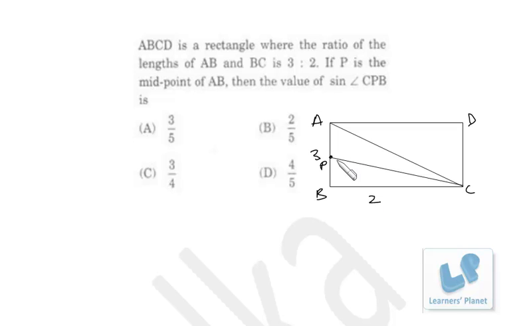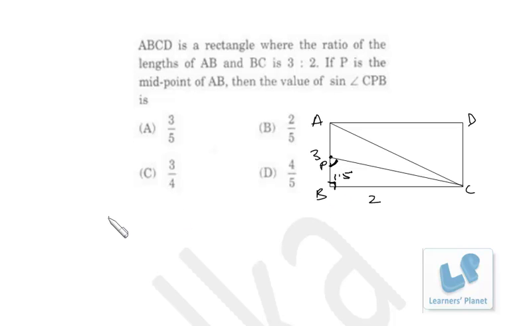Now we have to find the value of sine CPB. That means we are interested in this angle. Since P is the midpoint, this length PB will be half of 3, that is 1.5, right? Now we are interested in this angle. Now the relationship between BC and PB: this is a right angle triangle. If this is angle theta, BC is the perpendicular and PB is the base, right?